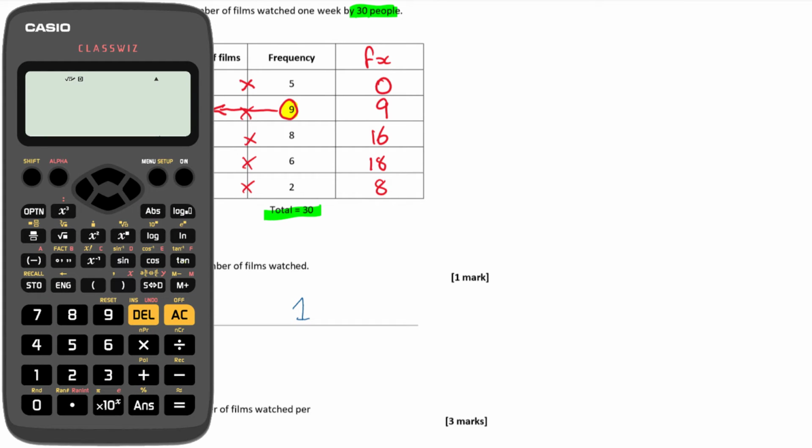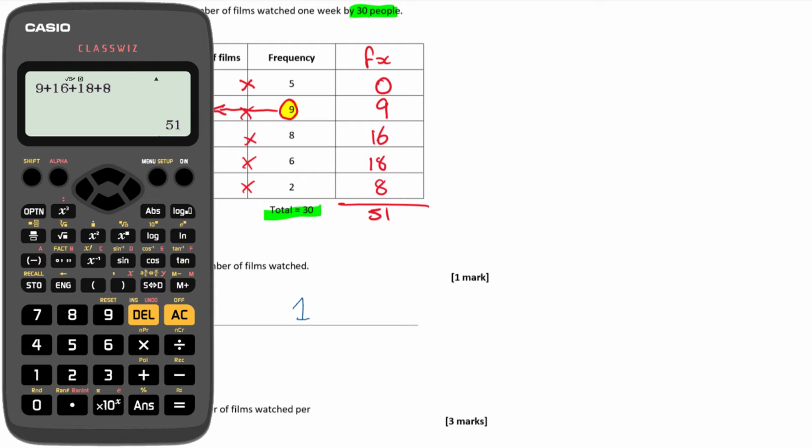So we're going to add all those up. So 0, 9, 16, 18, and 8. Let's just tap that into the calculator. So 9 plus 16 plus 18 plus 8. That comes to 51. Okay. So that means that number represents the number of films that everybody watched in total. So there were 51 films watched by those 30 people.